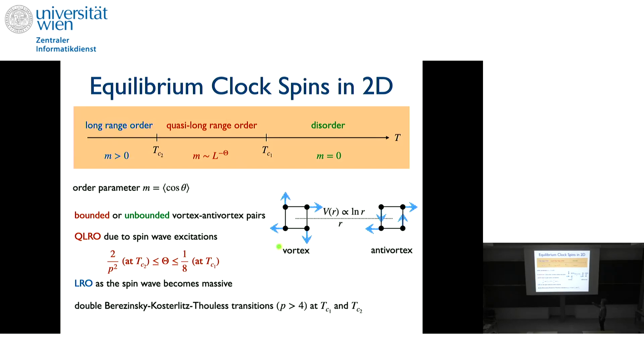So actually, the effective interaction potential between this vortex and anti-vortex is just given by the logarithm of the distance. So there is an effective attraction. I said that the clock model can be represented by the Gaussian model. Gaussian model is basically a critical state. So the order parameter here has some power law decay. So usually they call this a quasi-long-range ordered phase. And this quasi-long-range order can be broken by this vortex anti-vortex excitation, and the RG theory predicts that the finite size scaling exponent at this transition should take the value 2 over p squared.